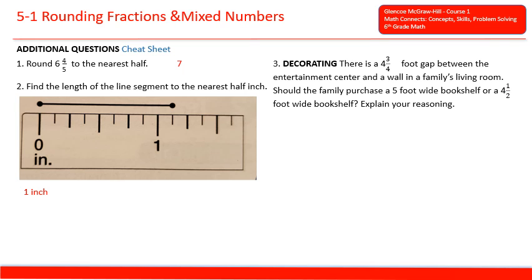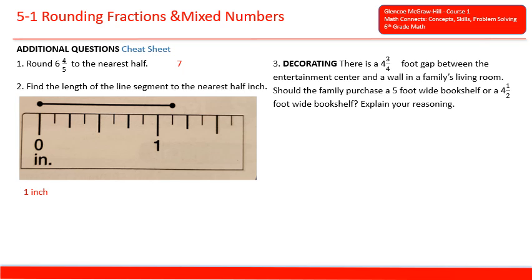And decorating, there is a 4 3/4 foot gap between the entertainment center and a wall in a family's living room. Should the family purchase a 5-foot wide bookshelf or a 4.5-foot wide bookshelf? And explain your reasoning. So they have a 4 3/4 gap between the entertainment center and a wall, and they need to round it because they can only buy a 4.5 or a 5-foot wide bookshelf.